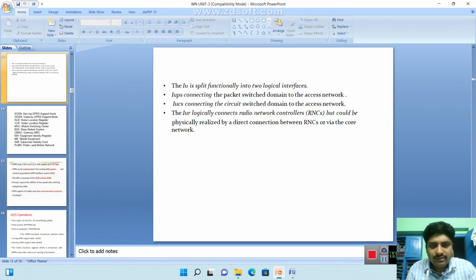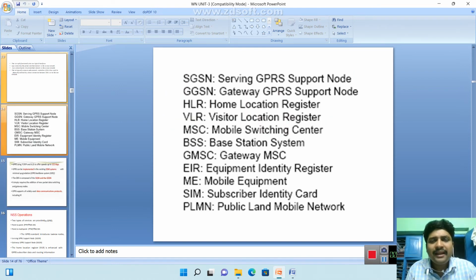Next, what are all the packet-oriented services supported by 3G? Let us discuss them one by one. First one, SGSN. What is the SGSN? Serving GPRS Support Node. There are two types of packet support nodes provided by the 3G services. First one is the Serving GPRS Support Node and the second one is the Gateway GPRS Support Node. This is a very important parameter while tracking a packet in the 3G services.